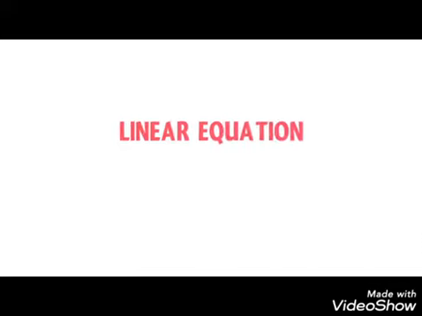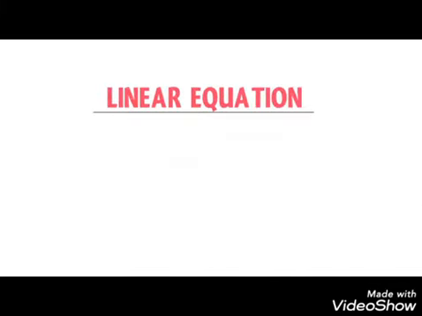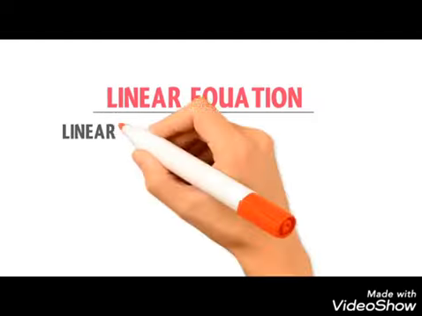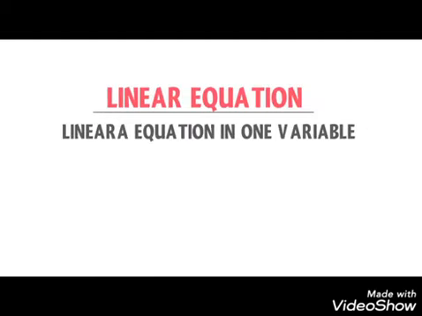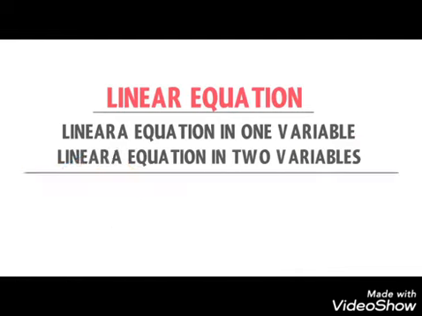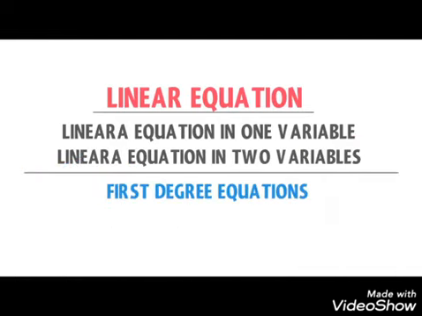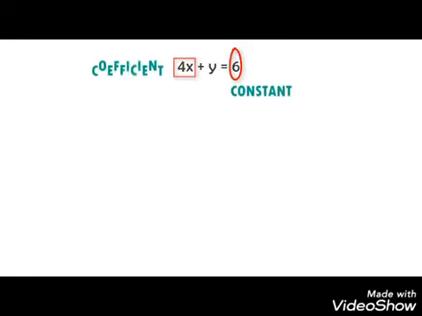Linear equation. In this lecture, we will discuss linear equation in one variable and linear equation in two variables. They are first degree equations. If I write 4x plus y is equal to 6, in this equation there are three terms: 4x, y and 6. The x and y are known as variables, while 6 is the constant and 4 is the coefficient of variable x.